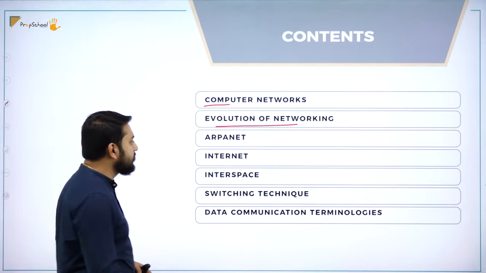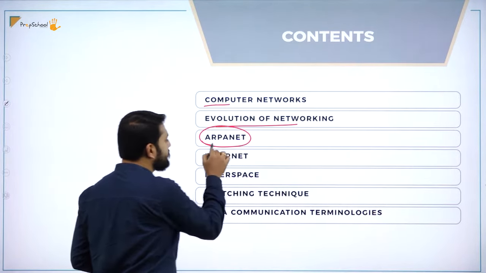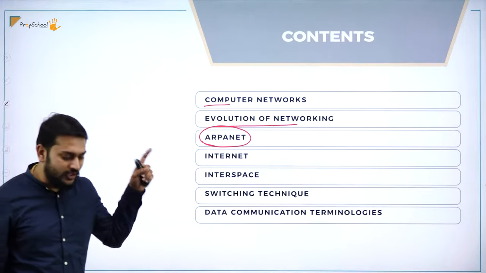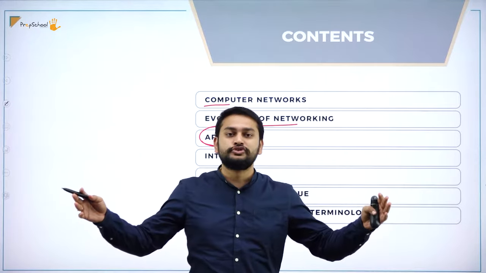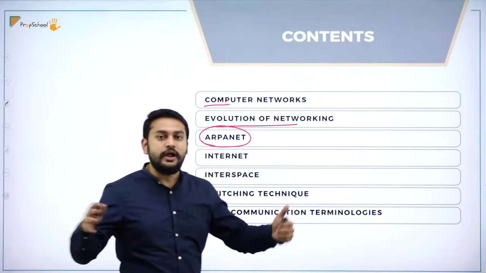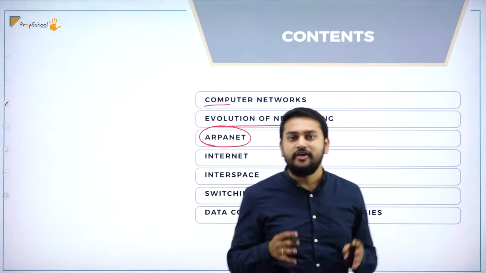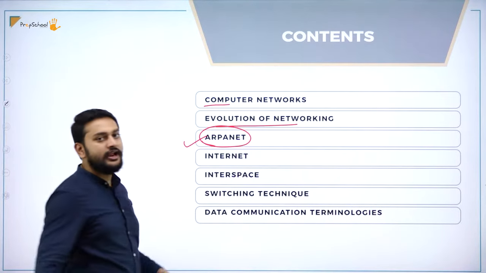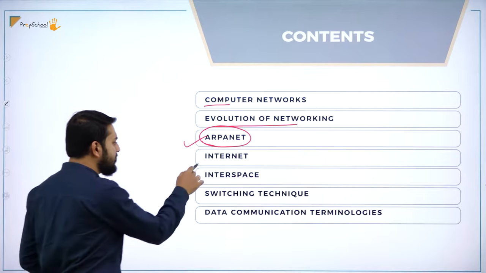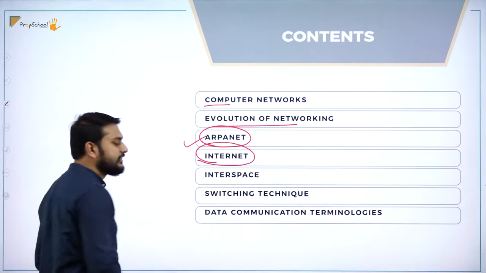After that, we have something called ARPANET. This is the first internet that we had. This is the first network that we had. And what is the use of this network and how it evolved? All those things I will be discussing when it comes to ARPANET. Then after that, I think all of you know about the internet, so let me not stress more on it.